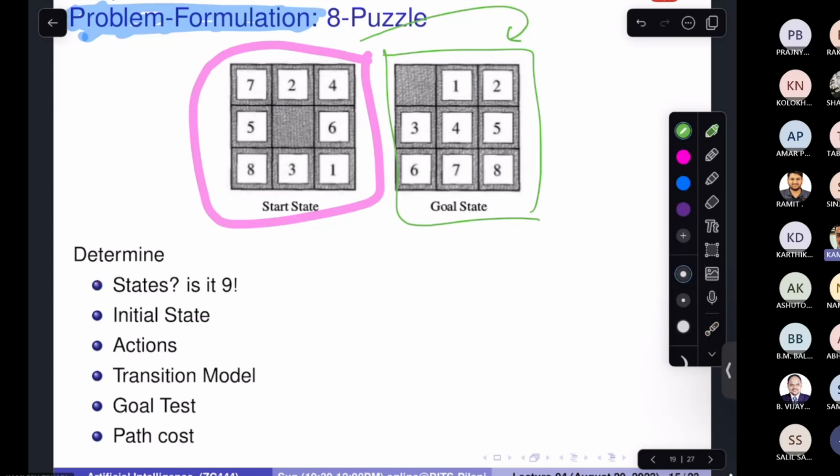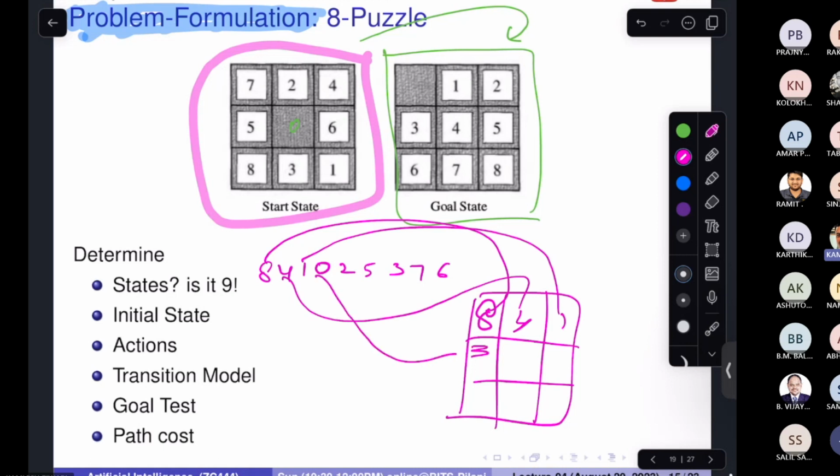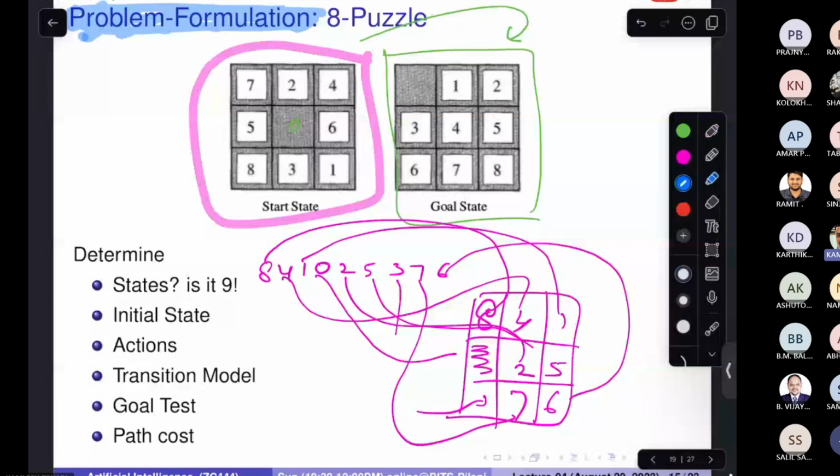You may consider the blank as the number 0. And let me come up with any sequence, for example, 0, 1, 2, 3, 4, 5, 6, 7, 8. If I write any sequence, you can map it: 8 is here, then 4 is here, then 1 is here, then this is blank, and here it is 2, here it is 5, here it is 3, here it is 7, here it is 6. So if I write any string of this kind, it can correspond to a state. Yes or no? So how many states are possible?